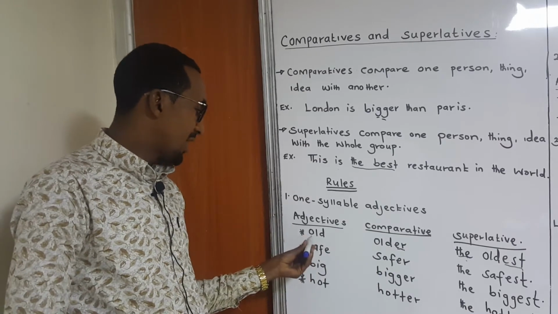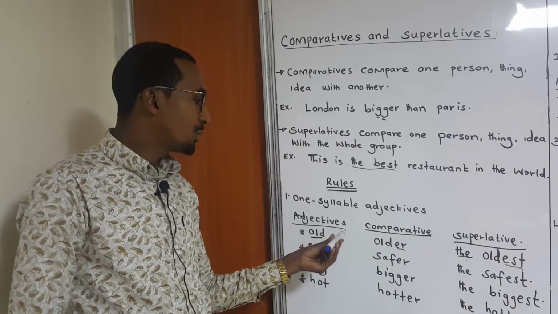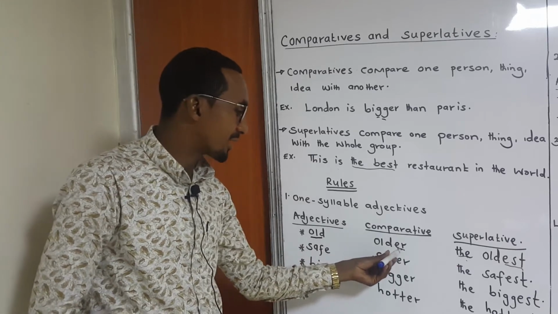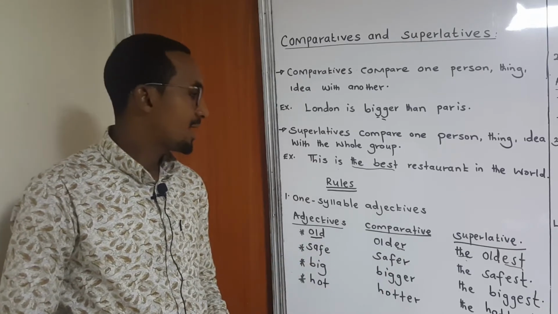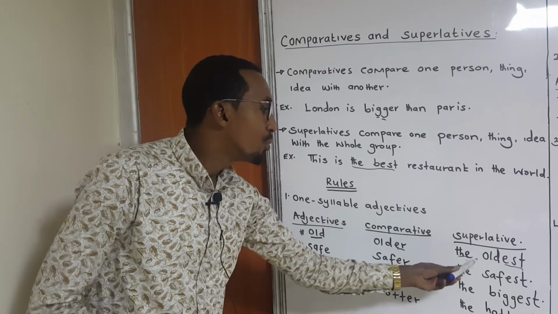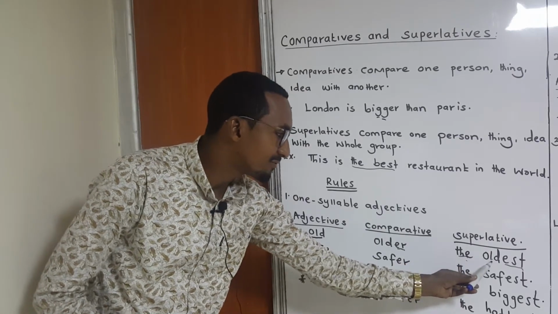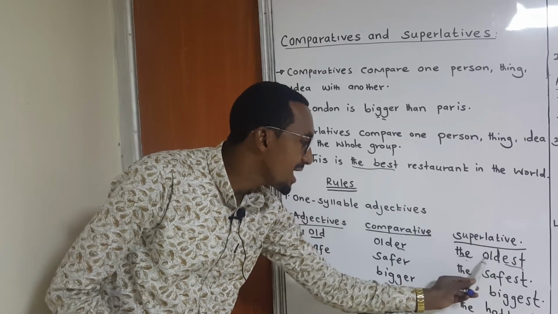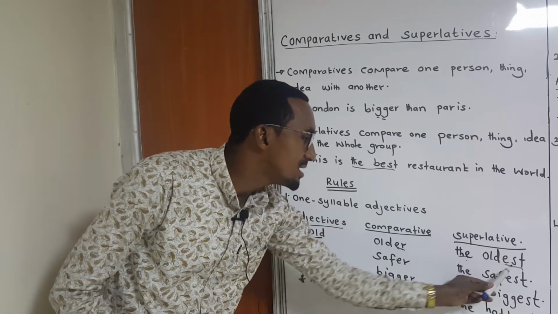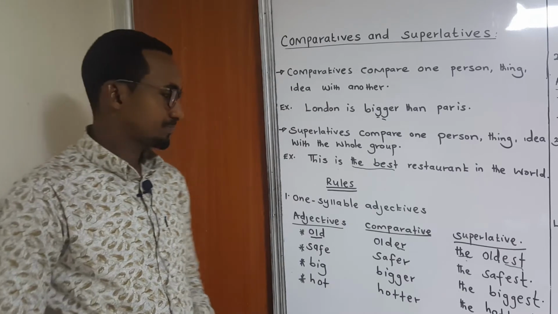So when we have old here, that is the adjective. When we want to make the comparative, we add ER, then it becomes older. Then here, we always use the before the superlative. Therefore it becomes the, and then here we add EST, the oldest.